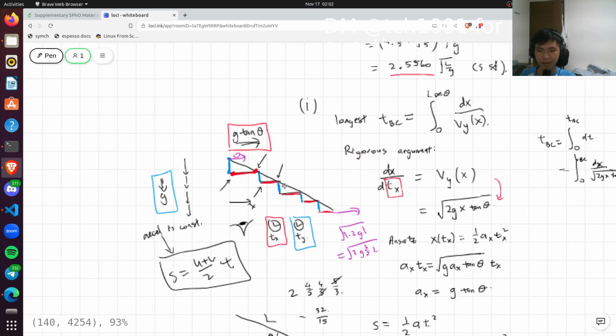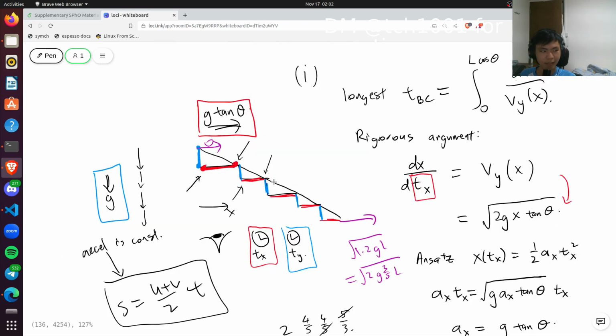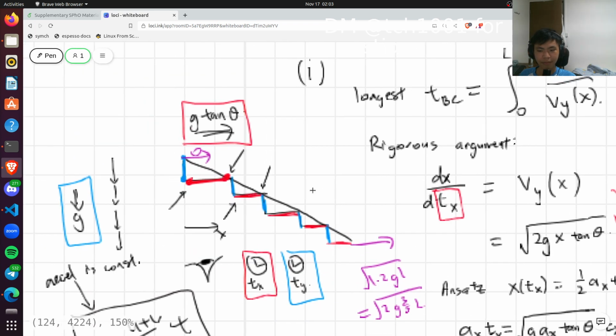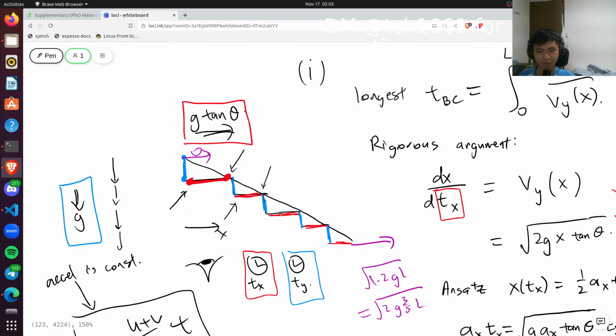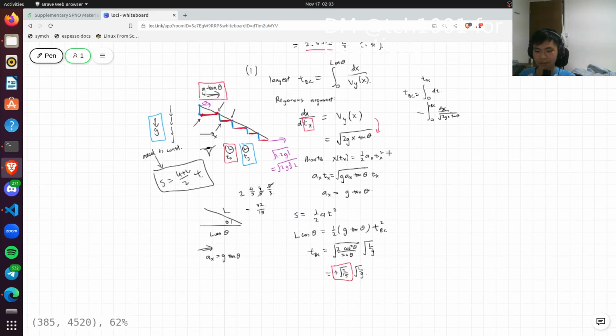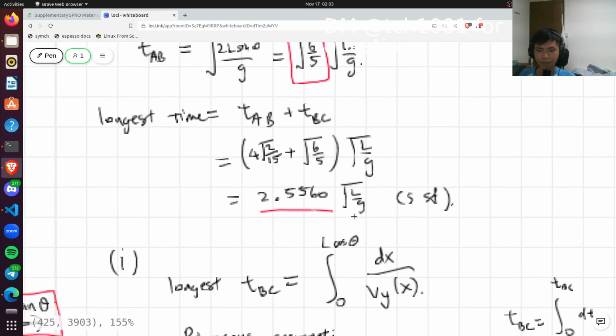I think that's a very interesting point, because it tells us that the horizontal motion is actually just constant acceleration motion. So I hope you learn some intuition from this: sometimes constant acceleration motion, the Suvat equations, are hiding where you're not looking.